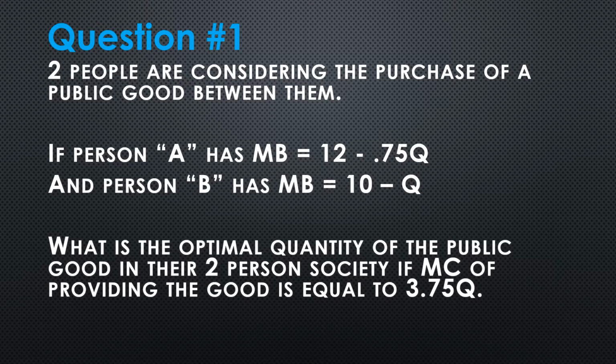So let's look at this question using these two individuals. These two people are considering the purchase of a public good. Person A has a marginal benefit, as we stated from the graph, of 12 minus 0.75 Q. And person B had a marginal benefit of 10 minus Q. We want to know what the optimal quantity of this public good is in this two-person society if the marginal cost is given as equal to 3.75 Q.